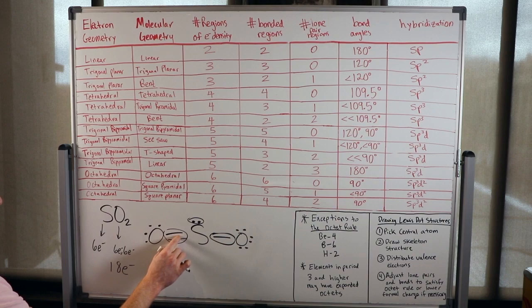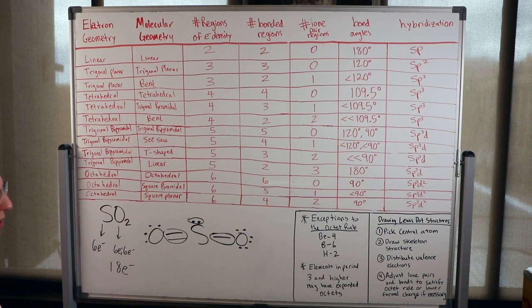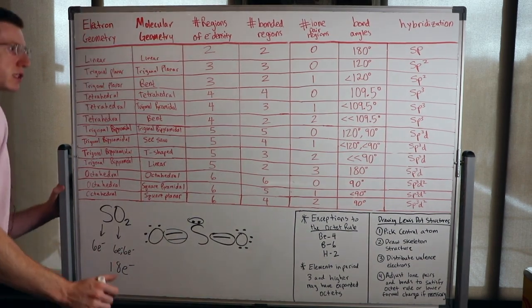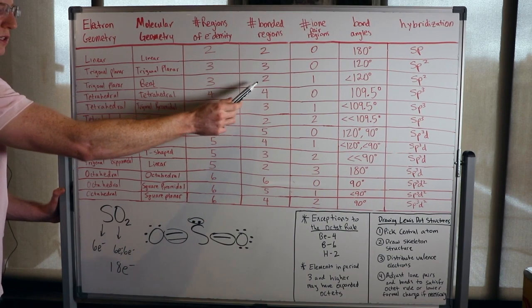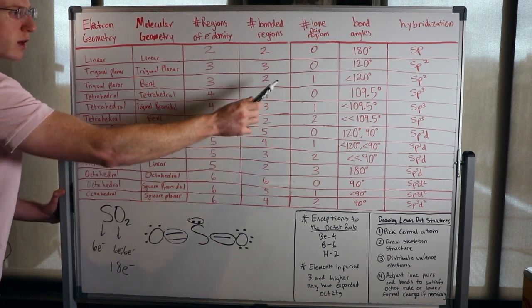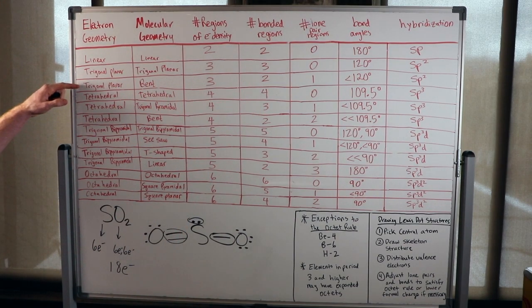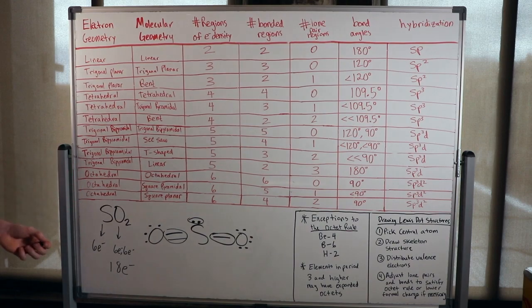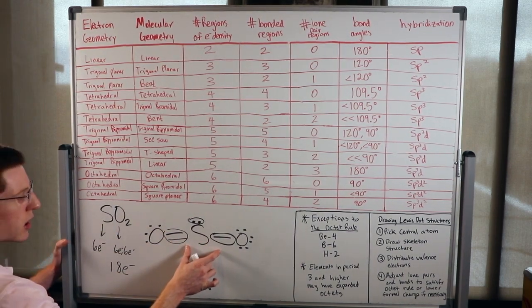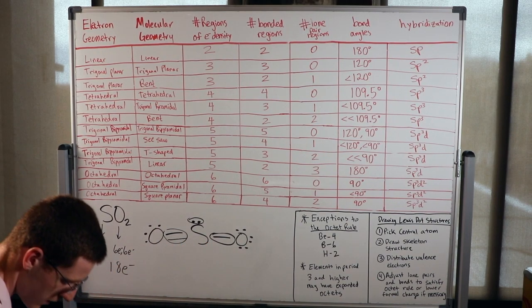2 of them are bonded regions and 1 of them is a lone pair region. So 3 regions of electron density total. It's one of these. So 2 of them are bonded regions and 1 of them is a lone pair region. So it looks like we're in this row. So that means the electron geometry is trigonal planar and the molecular geometry, or SO2's actual shape, is bent. The angles between these bonds are less than 120 degrees and the hybridization on sulfur is sp2.